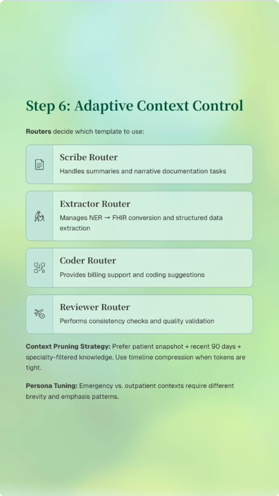Step 6. Adapt context depending on the task. Sometimes we want a summarizer, sometimes an extractor, sometimes a coder. So we build different templates for each role. And if the note is huge, we trim it down to the most relevant sections, like just the last 90 days of history.